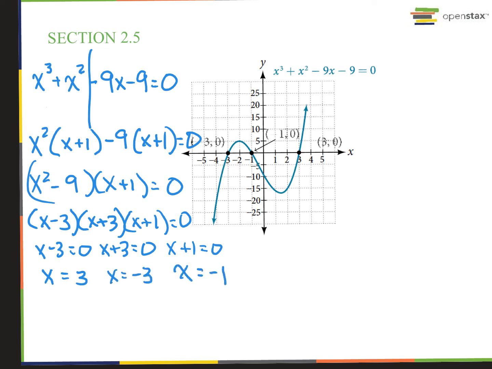Comparing this to the graph, you'll see this is indeed where our graph touches the x-axis. And once again, if we're asked for the x-intercepts instead of the zeros, which sometimes we will be, the only difference is you just write them as coordinate points.